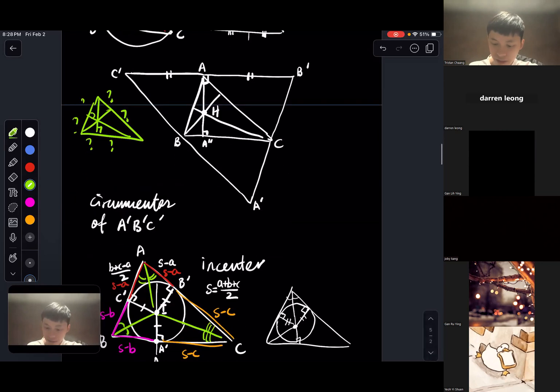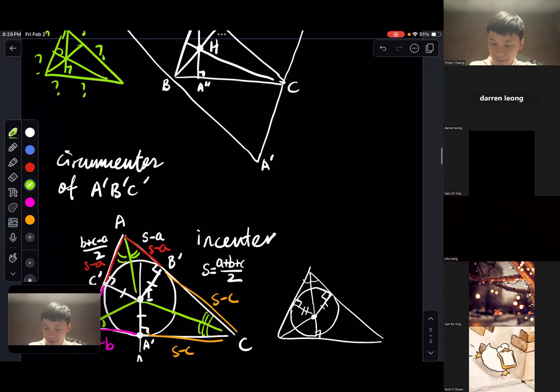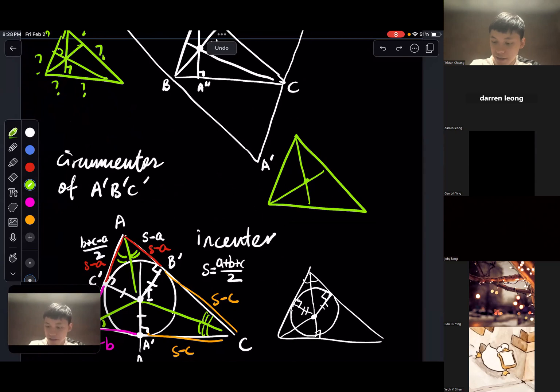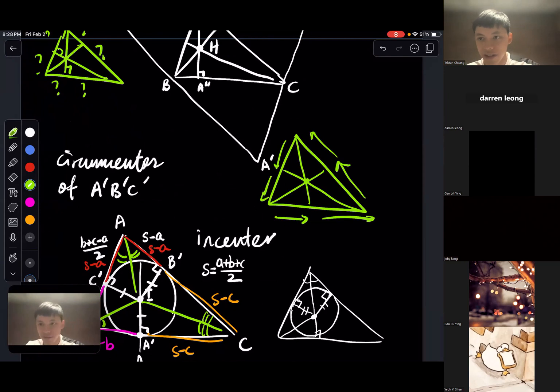And to prove that the incenter exists, why does the incenter exist? Well, this is the angle bisector. So if you continue drawing the lines, then we can use the angle bisector theorem to find what this ratio is, and what this ratio is. Multiply them together, everything cancels out, you get 1. So the incenter exists.